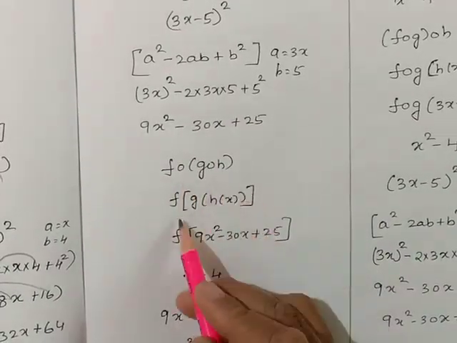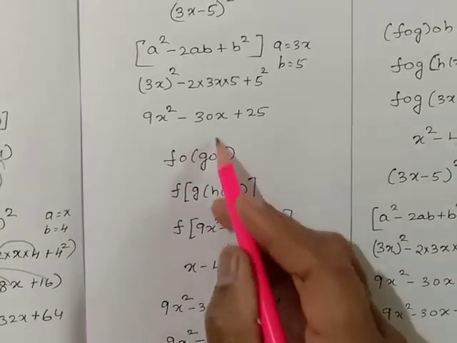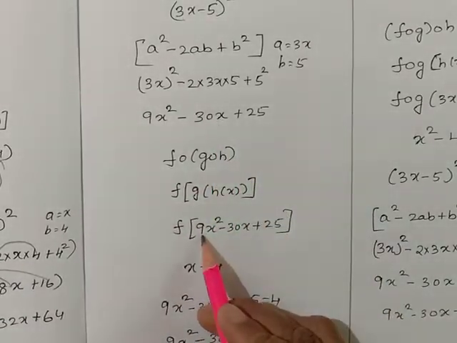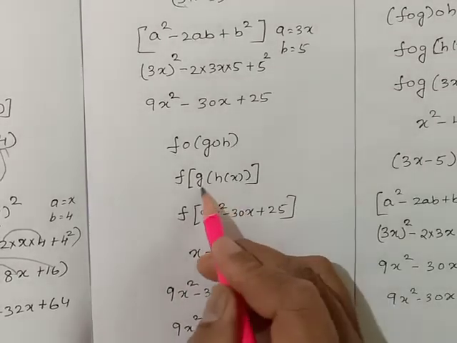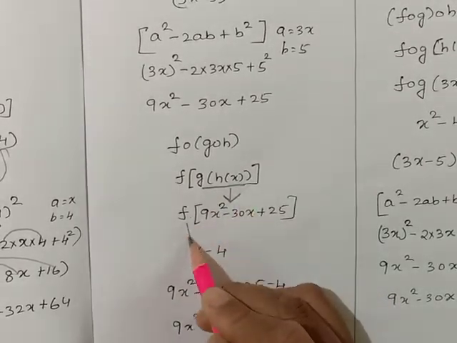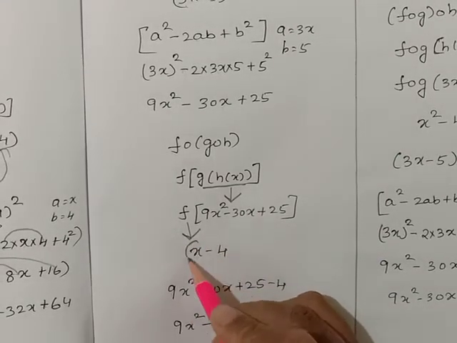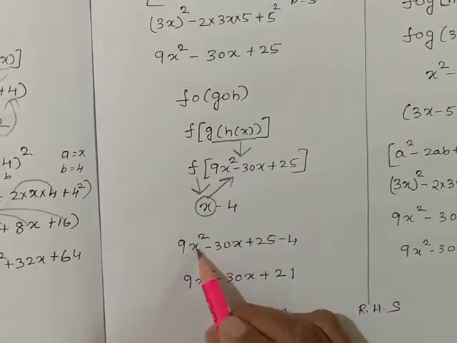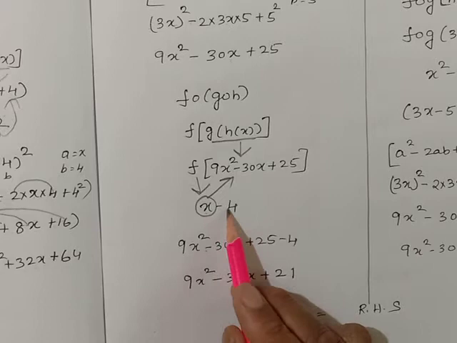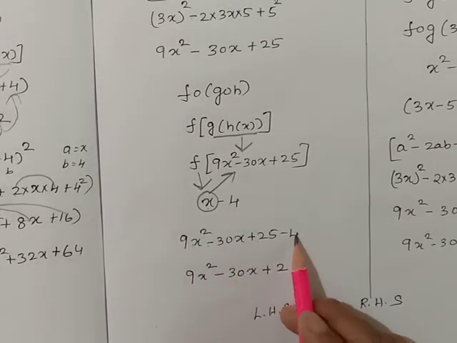Now we'll write the whole term f of g of h of x. Just now we found the answer, that is 9x square minus 30x plus 25. Now we have written the inner value. Now let us write the outer value x minus 4. Let the inner value be as it is, but in the place of x we have to write this one. So in the place of x, 9x square minus 30x plus 25, remaining is minus 4. 9x square minus 30x plus 25 minus 4 becomes plus 21.